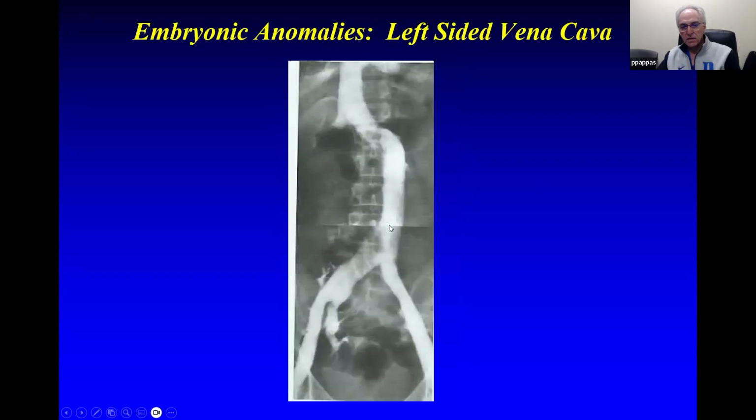Here's a left-sided IVC. So the right subcardinal vein regressed. The left subcardinal vein stayed here as the main portion. Again, this is the renal vein. Here's the right renal vein, the left renal vein, and so this is a left-sided vena cava.